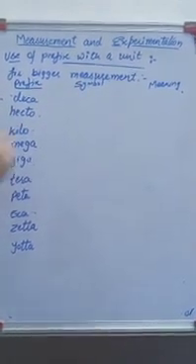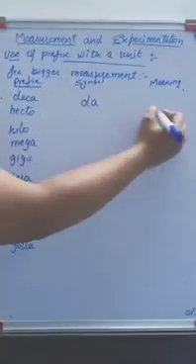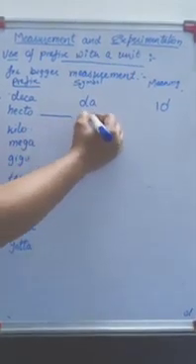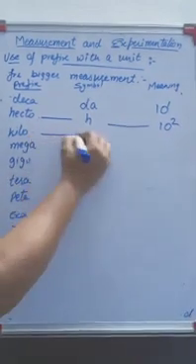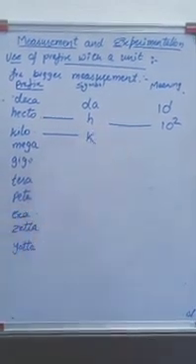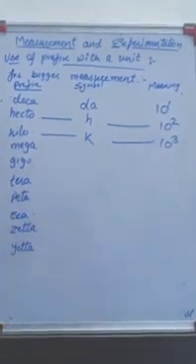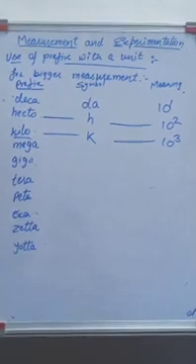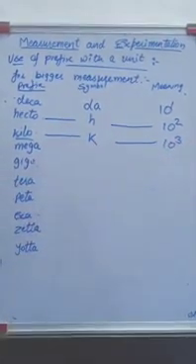So deca, the symbol is Da, and the meaning is 10 power 1. Hecto, the symbol is H, and the meaning is 10 power 2. Kilo, symbol is k, and it's 10 power 3. Just like if I put kilo in front of meter, it becomes kilometer, which is 10 power 3 meter, right?